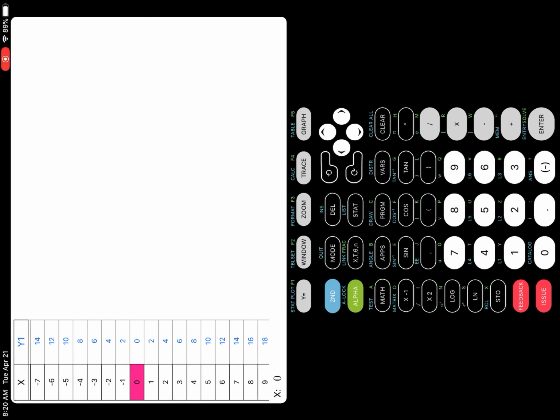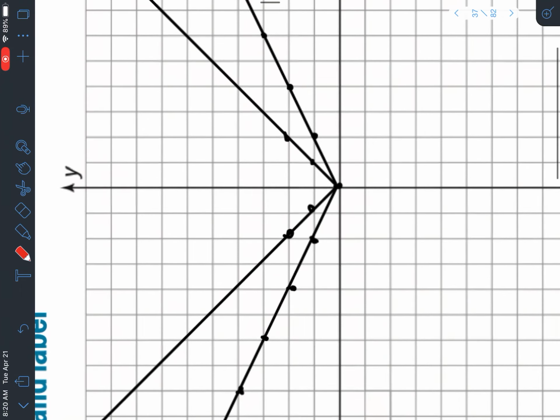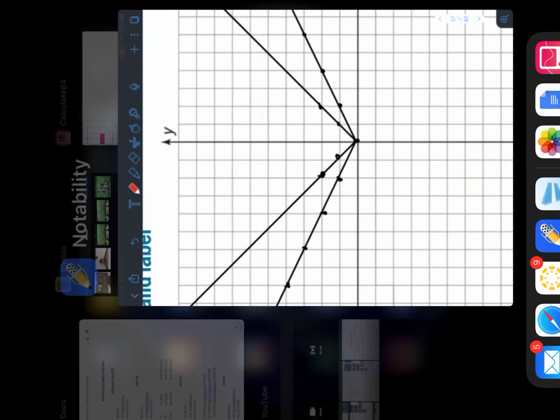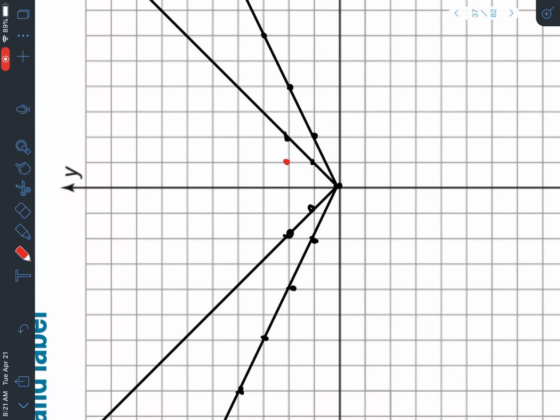So now we see 0, 0, 1, 2, 2, 4, 3, 6, 4, 8, 5, 10. So it's everything being multiplied by 2 essentially. So now, excuse me, we said it was going to be 0, 0, and 1, 2. So x is 1, y is 2, x is 2, y is 4. So you go up 2 over 1 for each one of these.